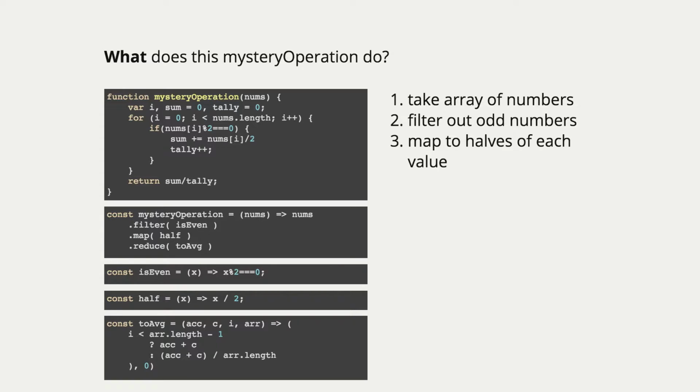We wouldn't even really have to give this function a name. We could just have that list of operations in a row, and it tells you exactly what it does. Good? Yeah? You guys awake?